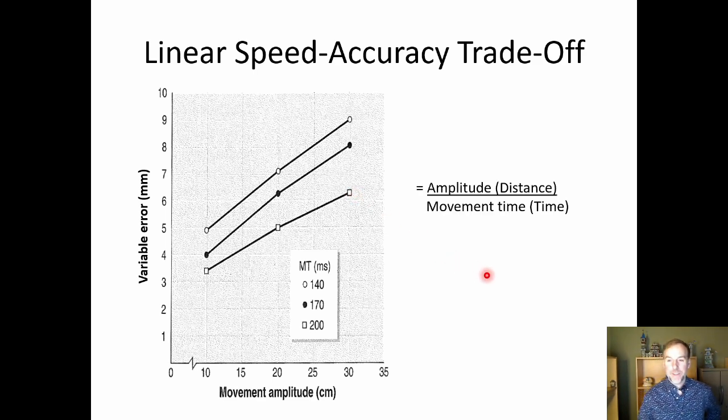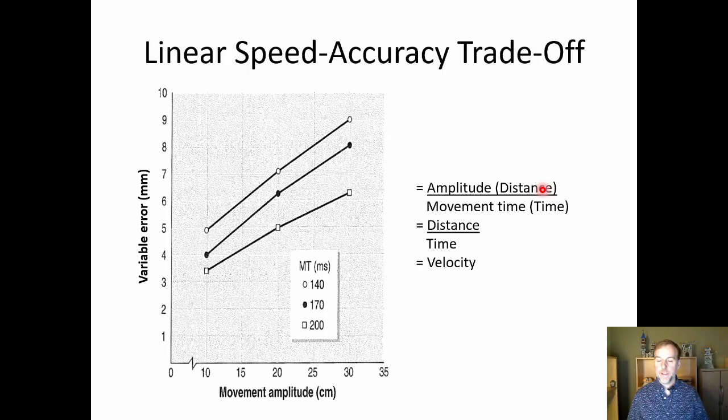So Schmidt suggested that, well, maybe what we can do to quantify the difficulty is look at the goal amplitude and divide by the goal movement time. And those are our two independent variables. Now amplitude, remember, is a distance, and movement time is a time or a change in time.